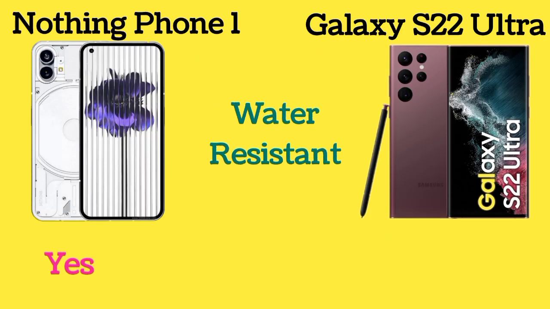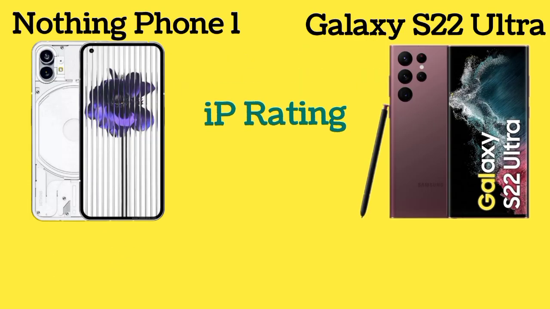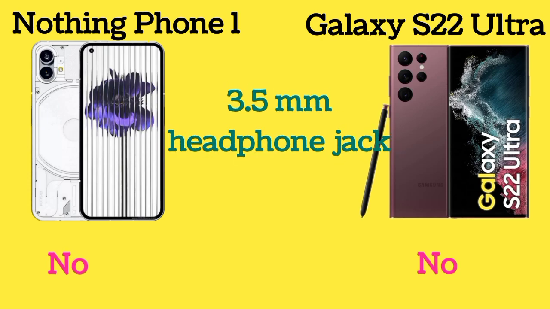Nothing Phone 1 and Galaxy S22 Ultra, both phones are water resistant. Nothing Phone 1 and Galaxy S22 Ultra, both phones are dust resistant. IP rating of Nothing Phone 1 and Galaxy S22 Ultra is IP53 and IP68. Neither Nothing Phone 1 nor Galaxy S22 Ultra have a 3.5mm headphone jack.